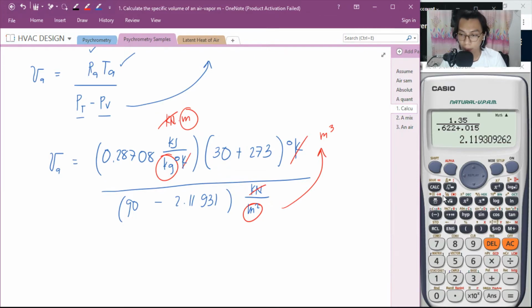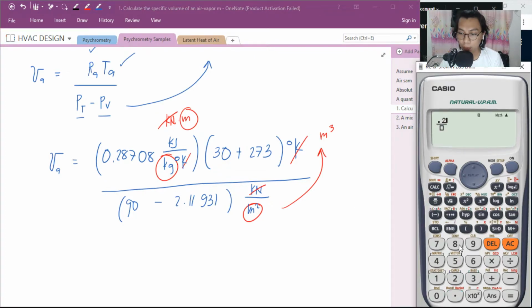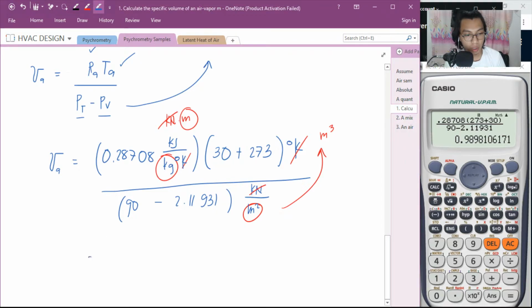So, 0.28708 times 30 plus 273, I think that is 303, divided by 90 minus 2.11931. So we arrived at how much? That is 0.98981 meter cube per kilogram.